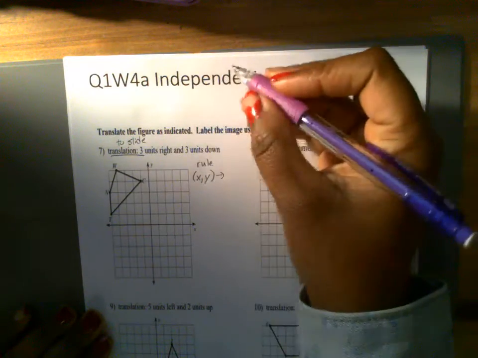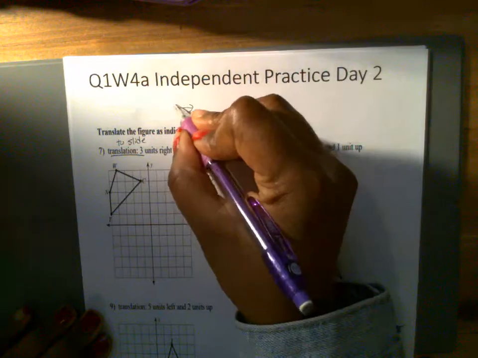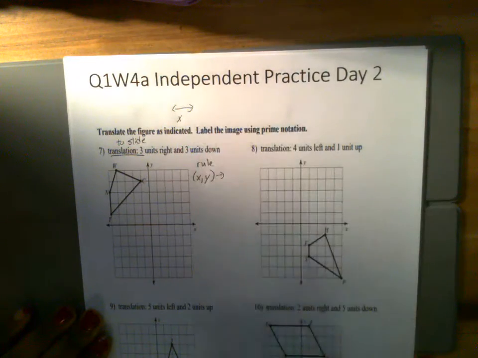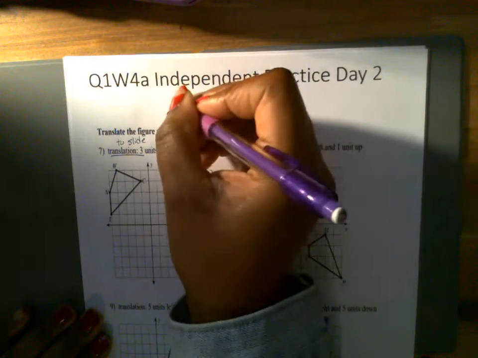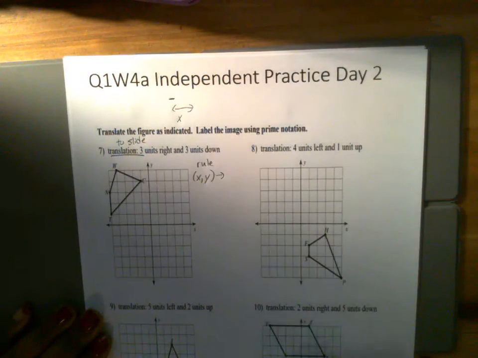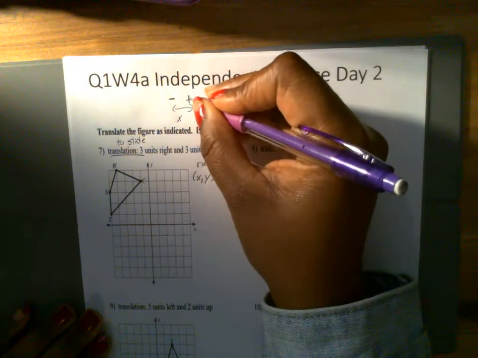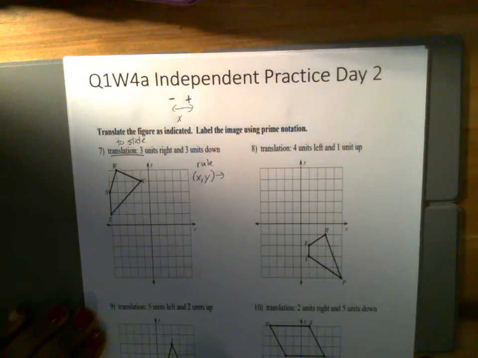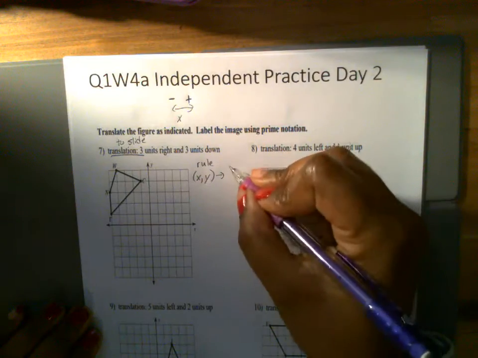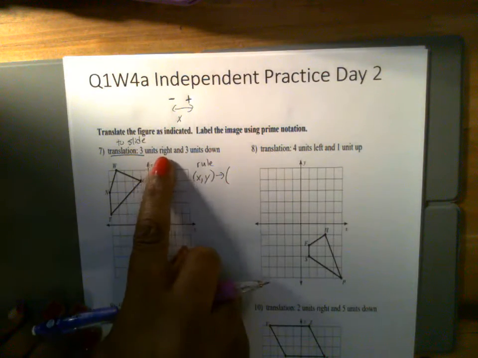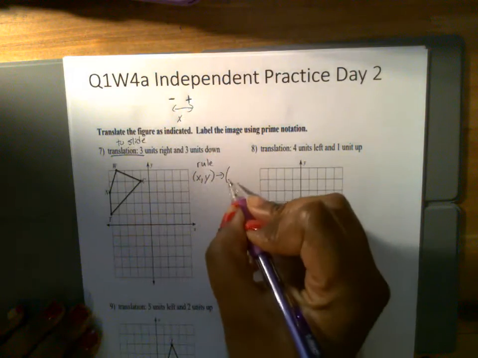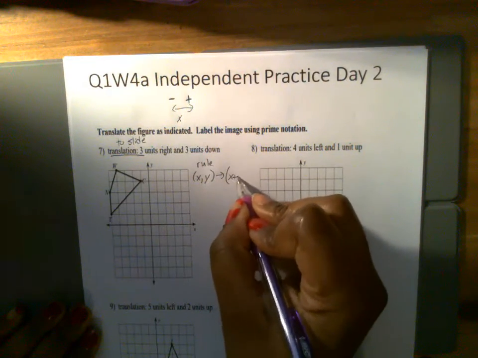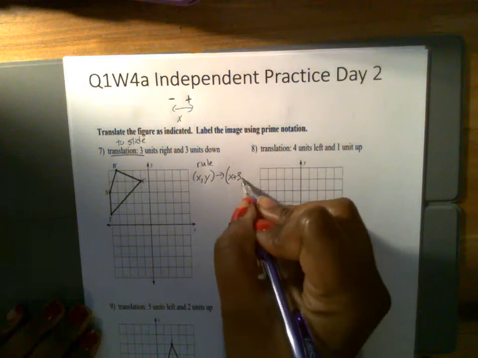We must remember that if we go from left to right, that's dealing with the X, and I put that on the top. If you go to the left, then that's going to be subtracting or minus. If we move to the right, that's going to be adding or the plus sign. So in this problem, it says 3 units to the right. So that means we're adding 3. So we're going to write X plus 3. Put the comma there.